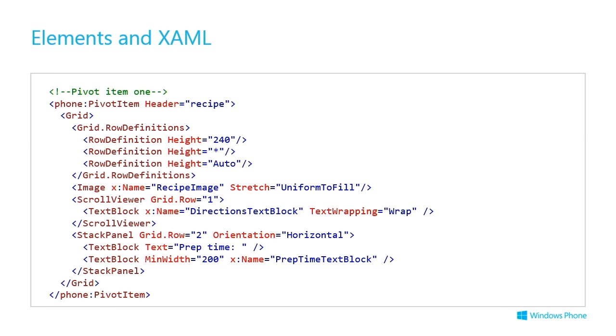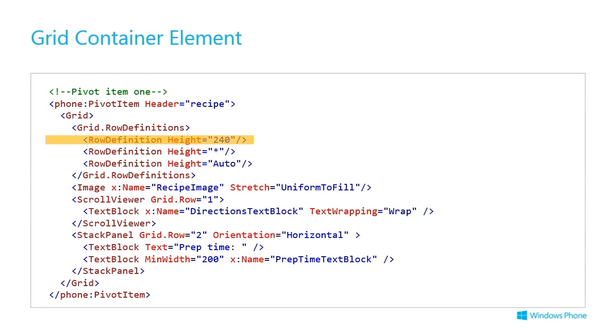Here are the elements and the XAML. This is pivot item 1. Now we're going to look at one page. Inside our pivot item, we've got a grid, which has a number of rows on it. We've got an image, and then a scroll viewer, which is a way you can have some content that scrolls up and down within a bounded area, and then something called a stack panel. All these are layout controls that define what it looks like.